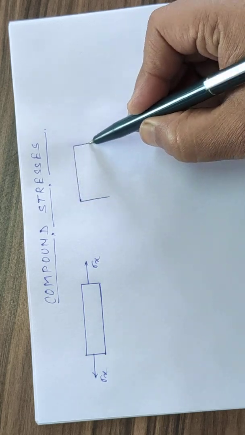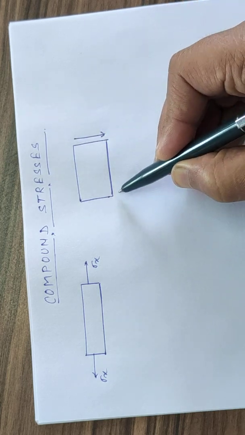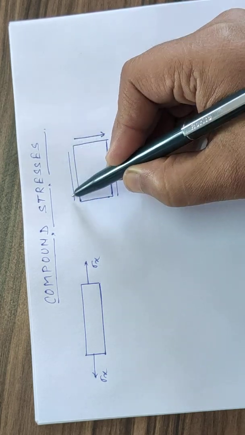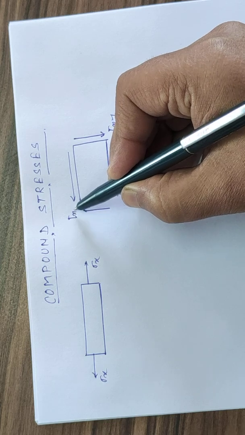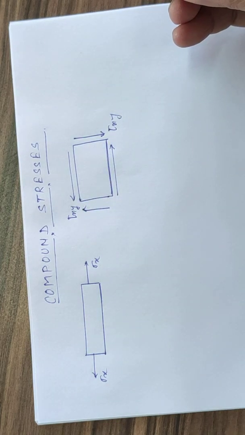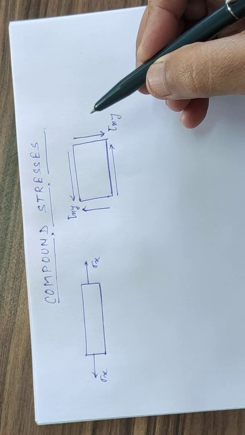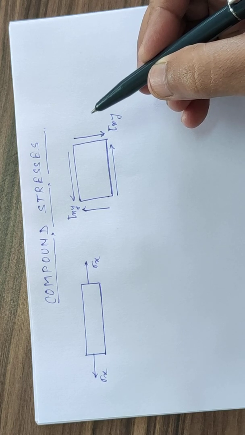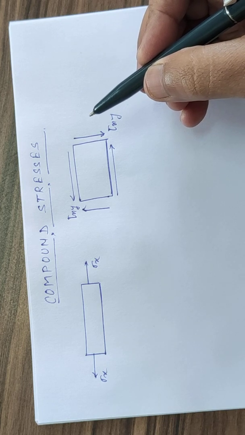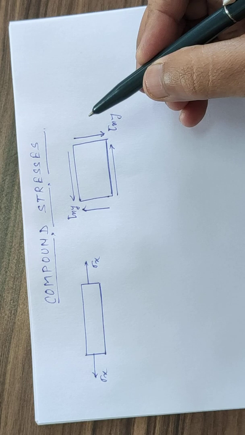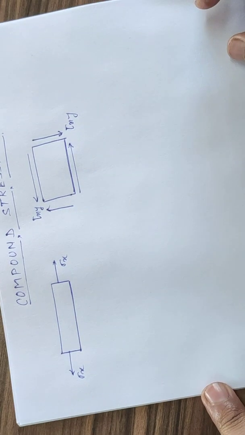Sometimes we have seen that we have shear stresses. Shear stresses are parallel to the surface. Let's say this is tau xy and this is also tau xy. So these are the normal stresses and shear stresses. But if we have a condition when the member is subjected to both normal and shear stresses, then the stresses are known as the combined stresses.